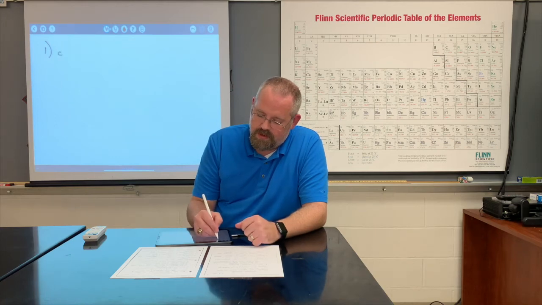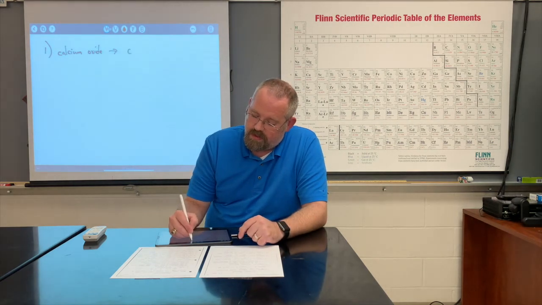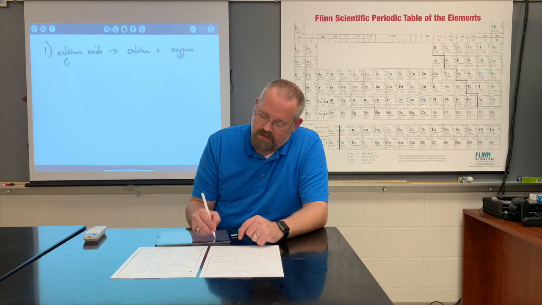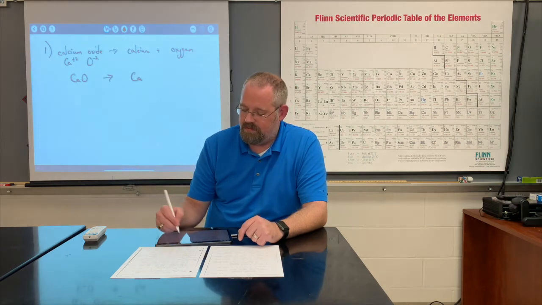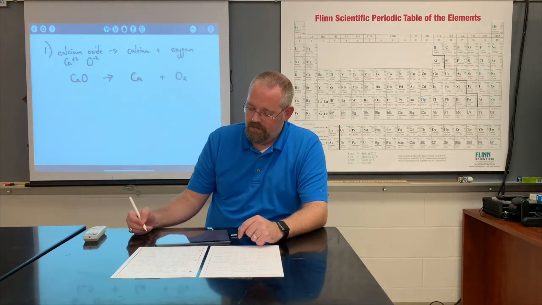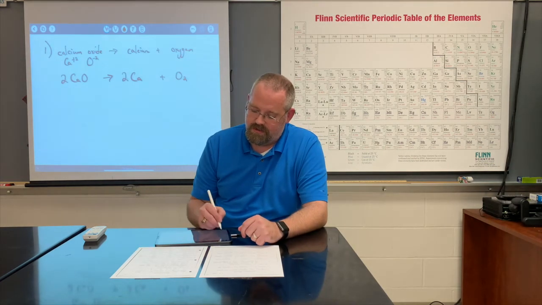So we're going to type 1. We're going to decompose calcium oxide. Well, this is just a binary. Oxide means two elements, so this is going to decompose into calcium plus oxygen. Calcium is +2, oxygen is -2, put them together, I get CaO. It decomposes into calcium plus oxygen diatomic. We need to go through and balance this. This is going to be 2 of those and 2 of those and 1 oxygen.